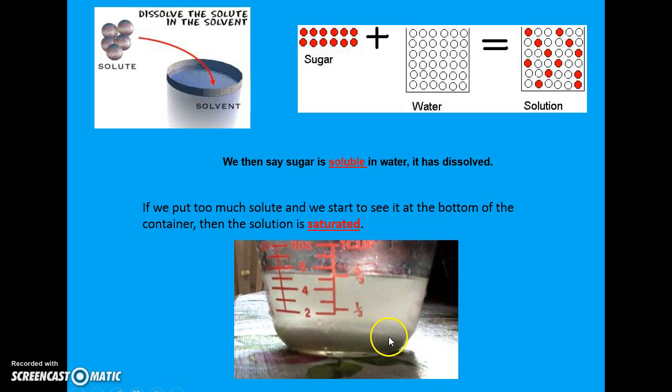If that's the case, we call that a saturated solution. Here's a picture where the solution is extremely saturated. There is way too much sugar. All of that excess sugar cannot fit in between the water molecules. We call that saturated. To make candy, for instance, you need it to be saturated.